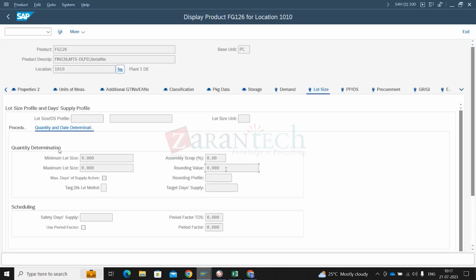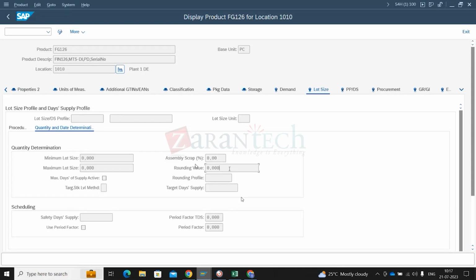If you say rounding value, then it will always create in multiples. Say even if your demand is 1,200 or 1,400, and you say rounding value is 500, then it will always create 500, 1,000, 1,500, 2,000. So it will be in a lot. This is helpful in case your packaging can happen only when 500 materials are there together. If there are 400, it doesn't happen. So you would put a rounding on top of it.